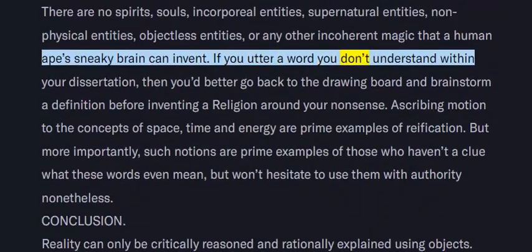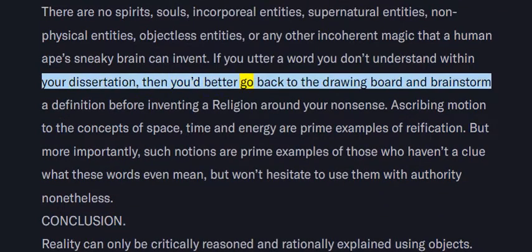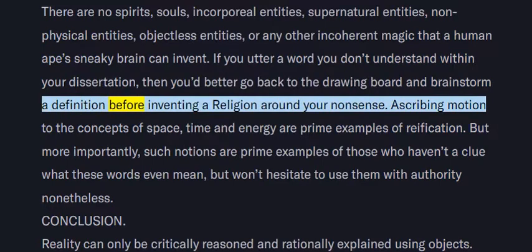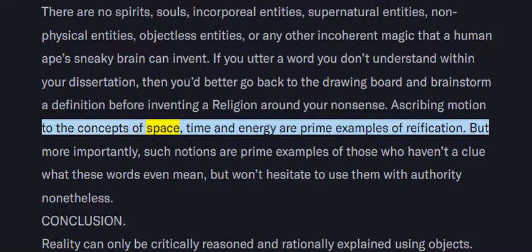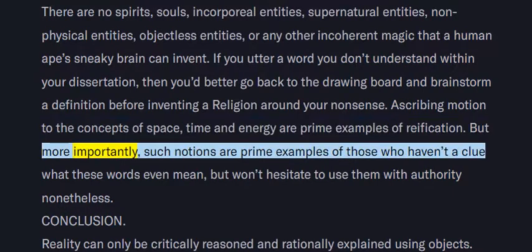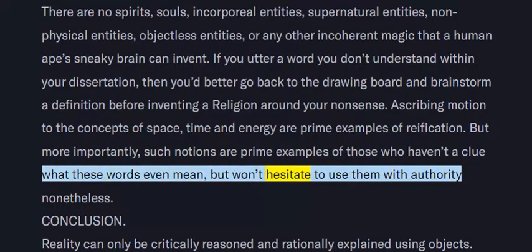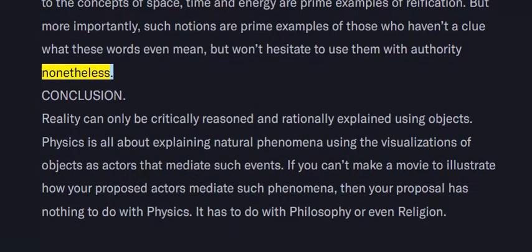If you utter a word you don't understand within your dissertation, then you'd better go back to the drawing board and brainstorm a definition before inventing a religion around your nonsense. Ascribing motion to the concepts of space, time and energy are prime examples of reification. But more importantly, such notions are prime examples of those who haven't a clue what these words even mean, but won't hesitate to use them with authority nonetheless.